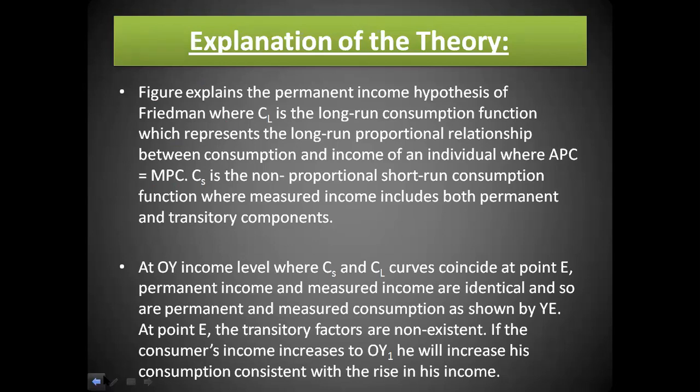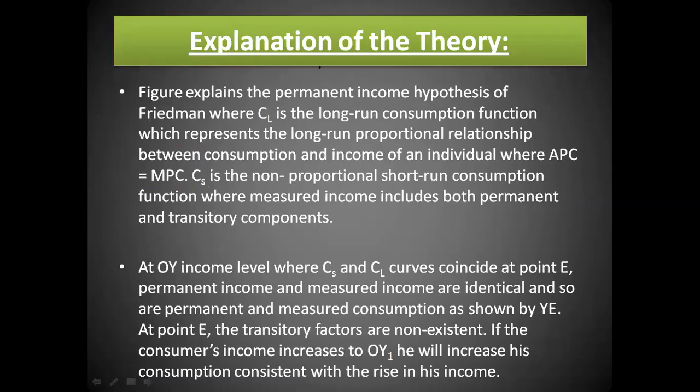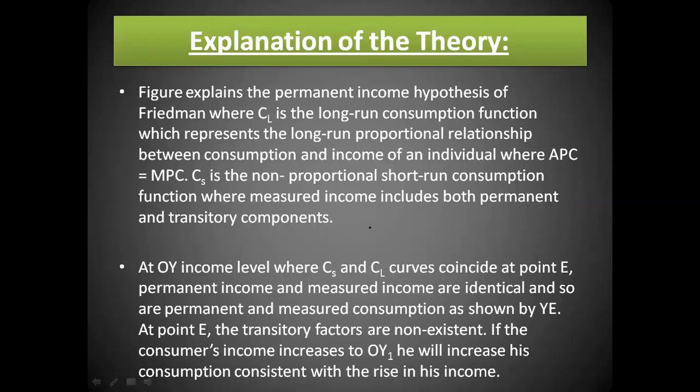So in this figure, the CL, which is this line, which is this 45-degree slope, what does it represent? This represents the long run consumption function, and it establishes a relationship where APC is equal to the MPC, because it is a 45-degree slope, so whatever your consumption will be, your income will be at the same level. Okay, like the ratio of income and consumption will be the same, proportional. Okay, and CS is the non-proportional short-run consumption function. CS is non-proportional, because in the proportion in which your income changes, your consumption does not change in that proportion.